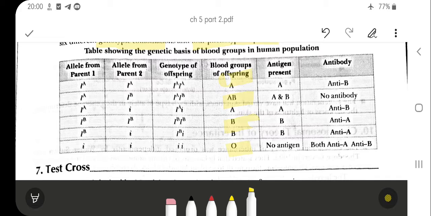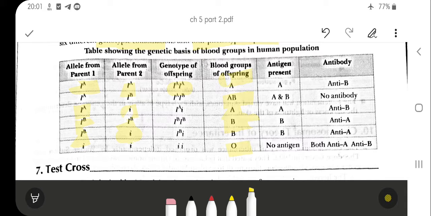How? If we have a genotype IA and IA, that is allele A and A, the blood group is A. But if we have a genotype IA and small i, again the phenotype of the blood group is A. So in this way, the A blood group has 2 genotypes but 1 phenotype. Similarly for B, we have BB from parent 1 and parent 2, the blood group is B. If B is there and on the other we have a small i, again the name is B.